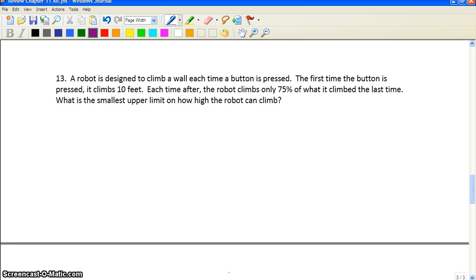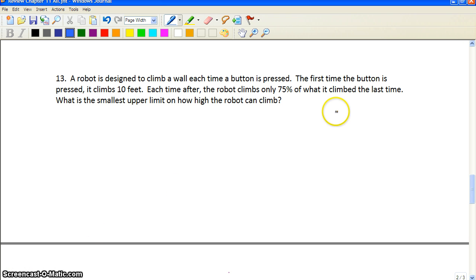Alright guys, as you read through number 13, you're going to notice that it talks about a robot climbing the wall when you press a button, and it only climbs 75 percent each consecutive time you press the button. If that gets reduced by a certain percentage, this is actually going to be a geometric sequence.